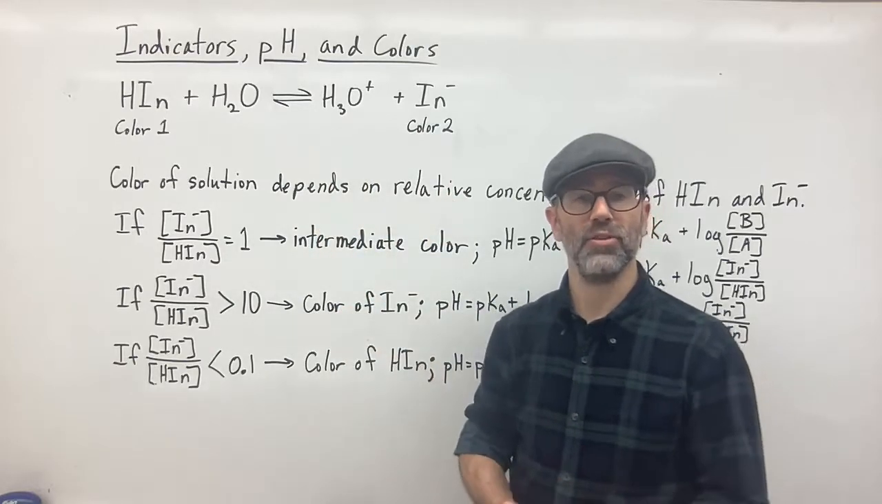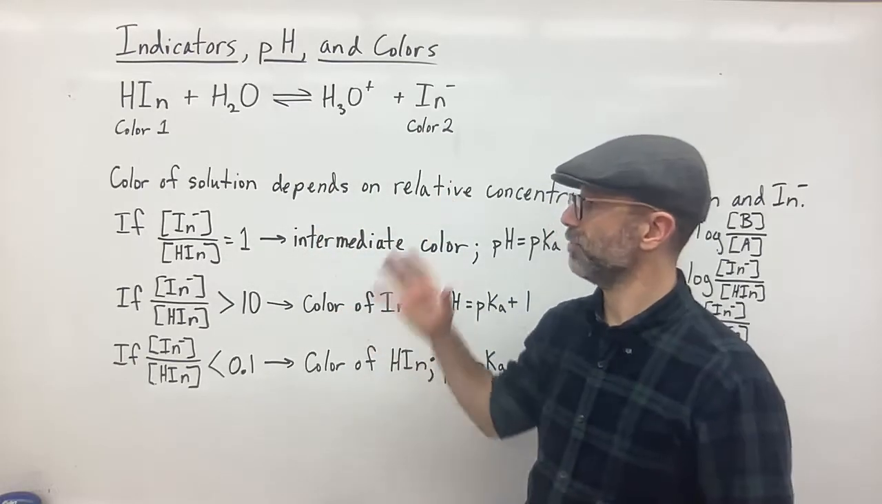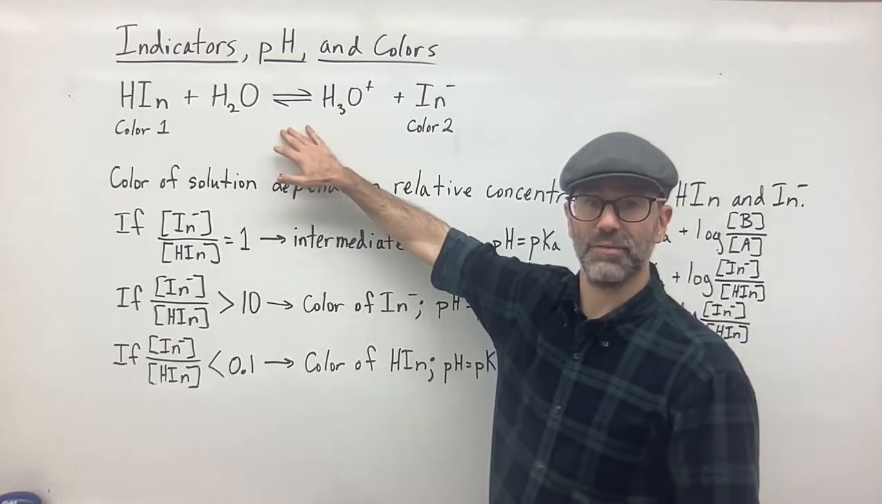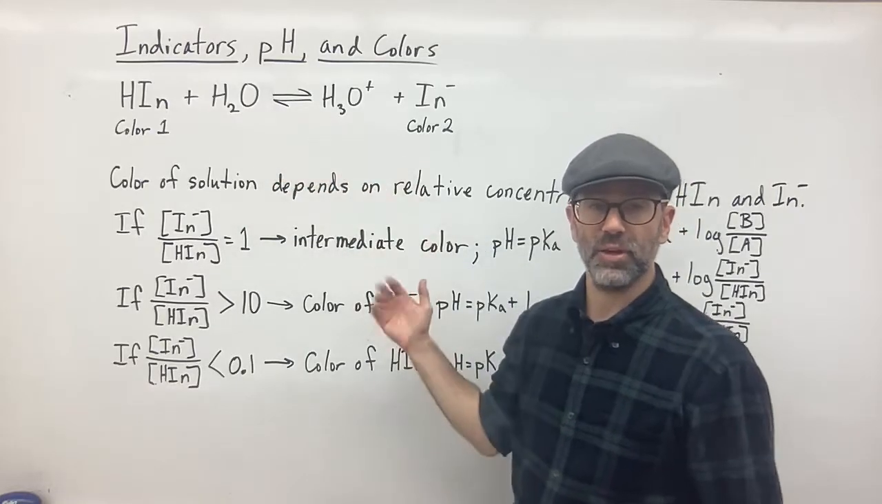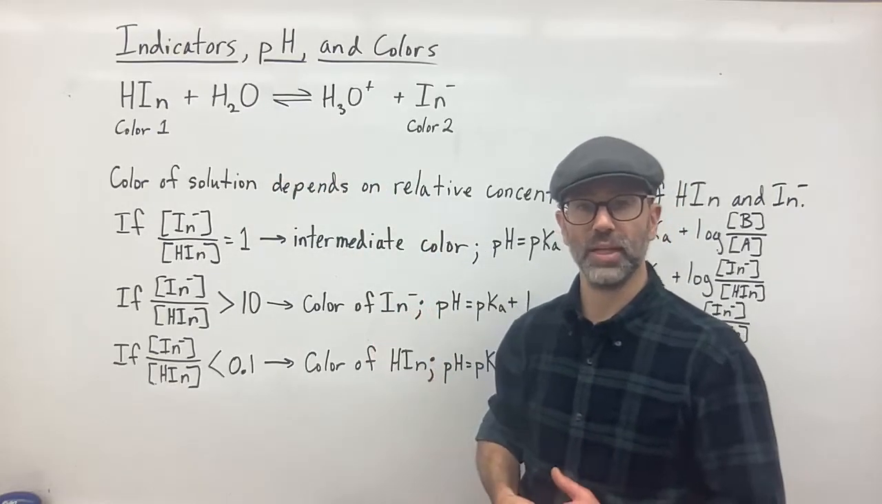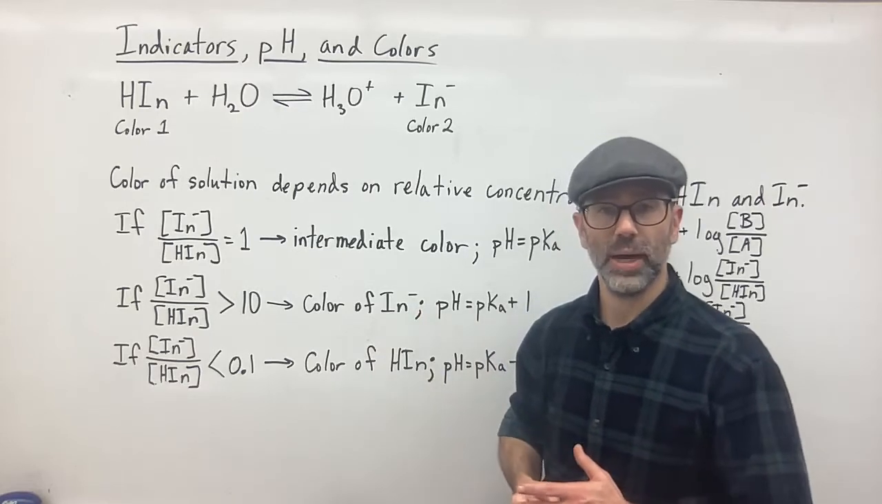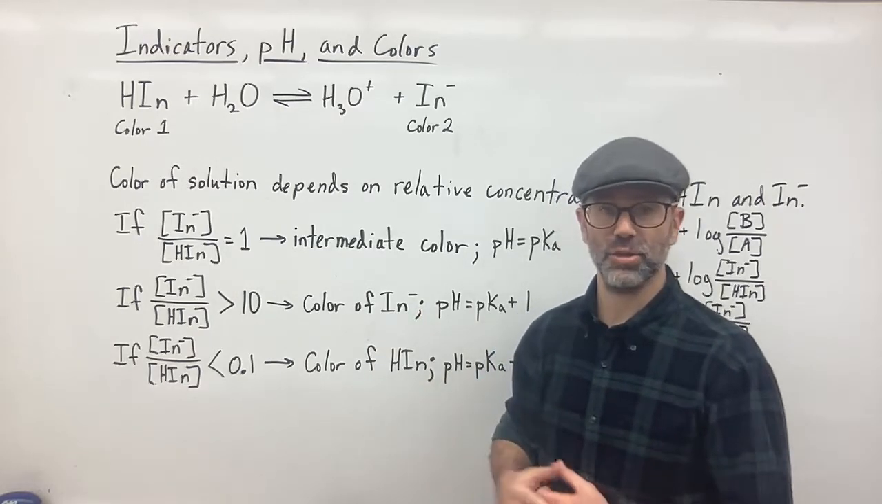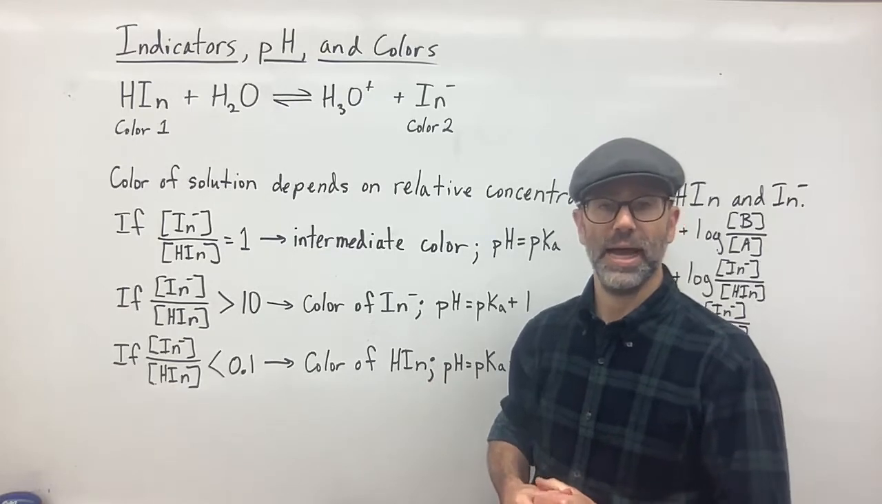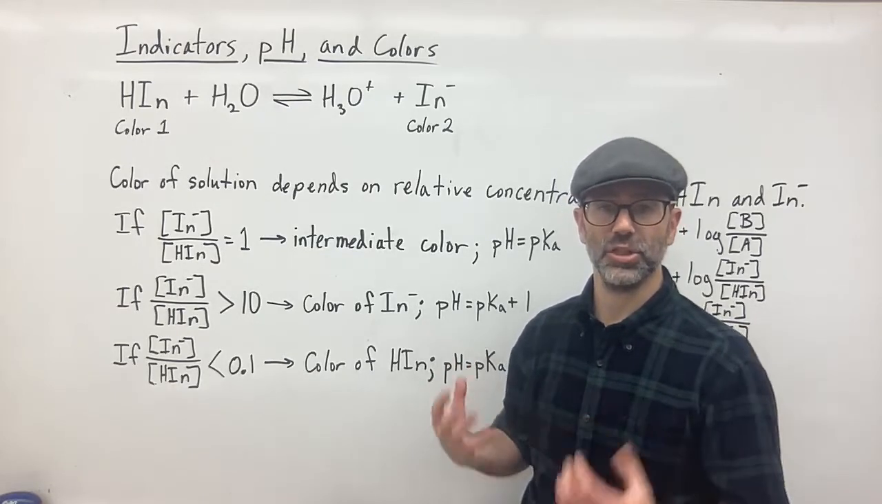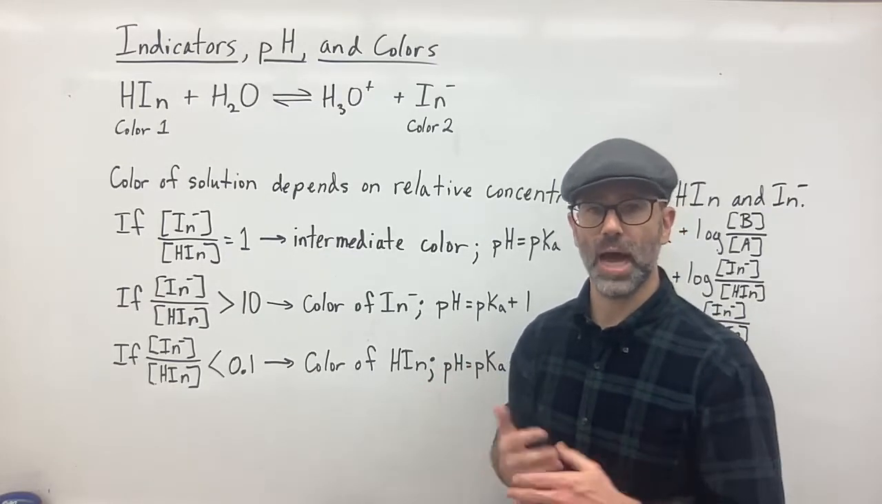And what happens when pH changes? If I have this as an acid, let's say, for example, this is phenolphthalein. Phenolphthalein has a clear color when it's acidic. In acidic solution, it's going to have a clear color, and in basic solution it's going to turn pink. So what's going on there?